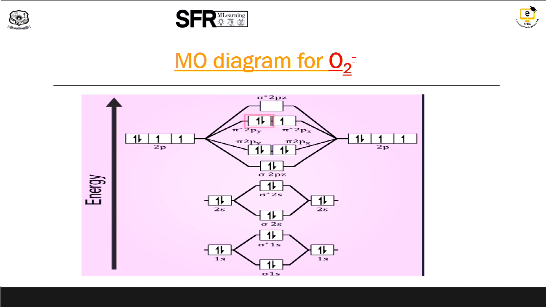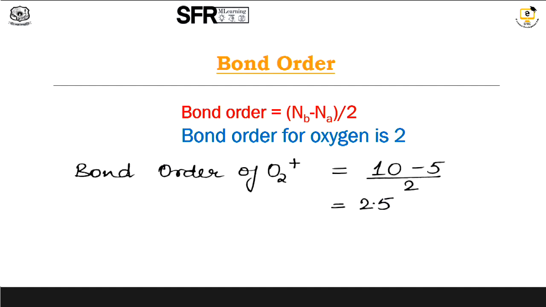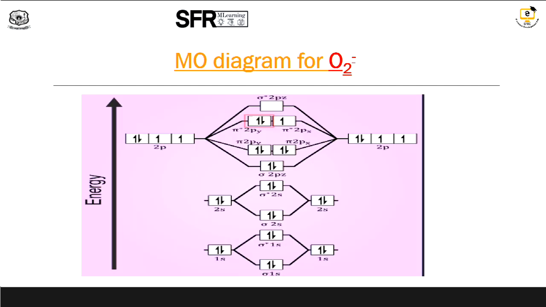Now we apply the bond order formula for this O2 minus molecule. We obtain a bond order of 1.5. Similarly, for the next one, this is the bond order for O2 plus. O2 plus means one electron is removed from the neutral O2 molecule.